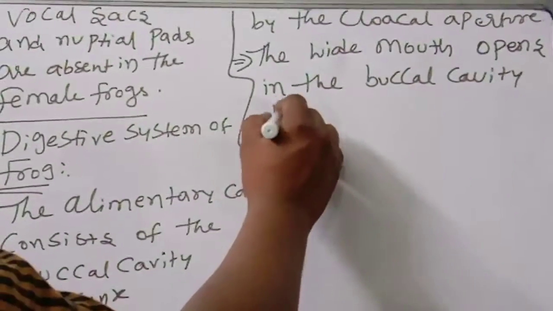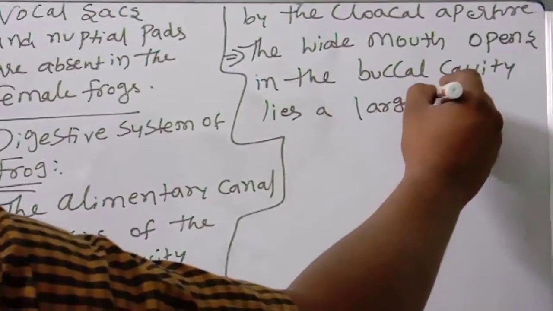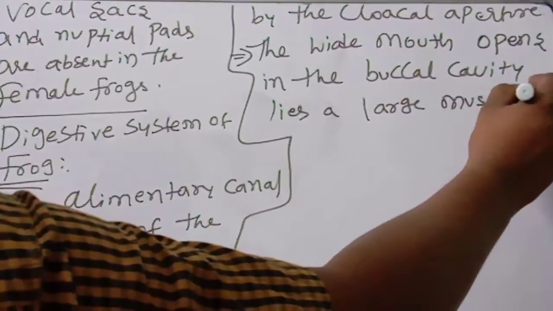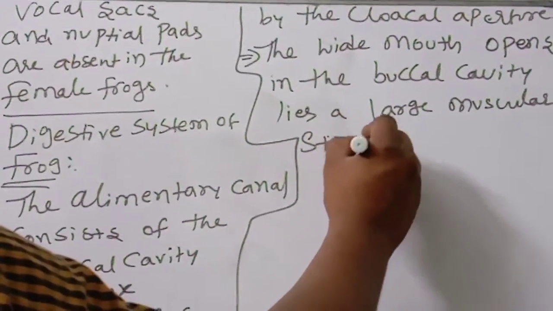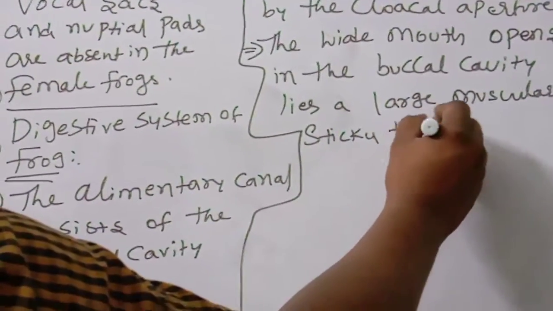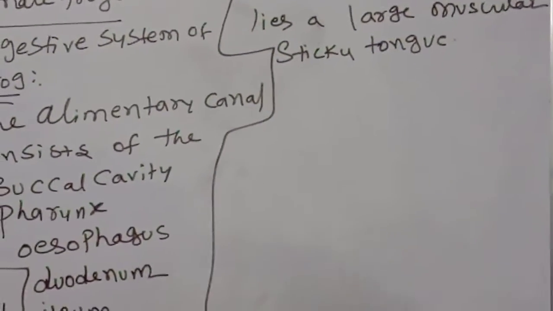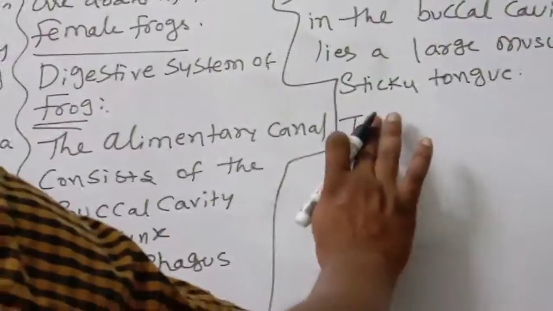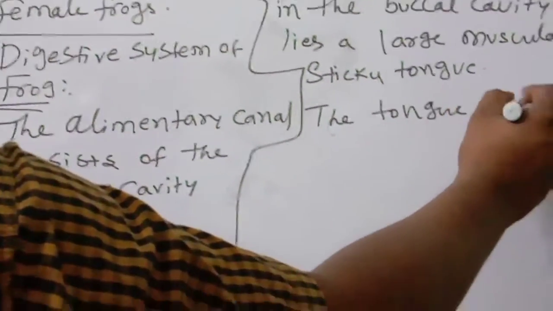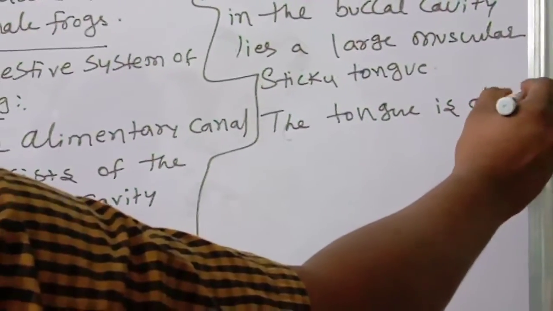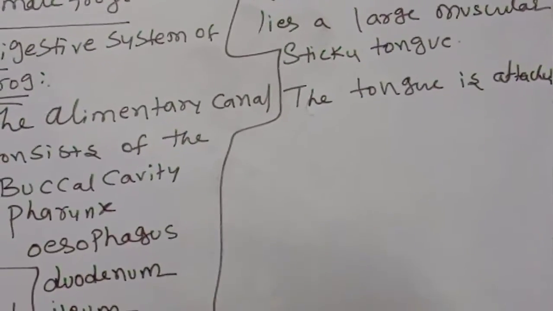In the buccal cavity lies a large, muscular, sticky tongue. Okay, this is important. Next, the tongue is attached in front.